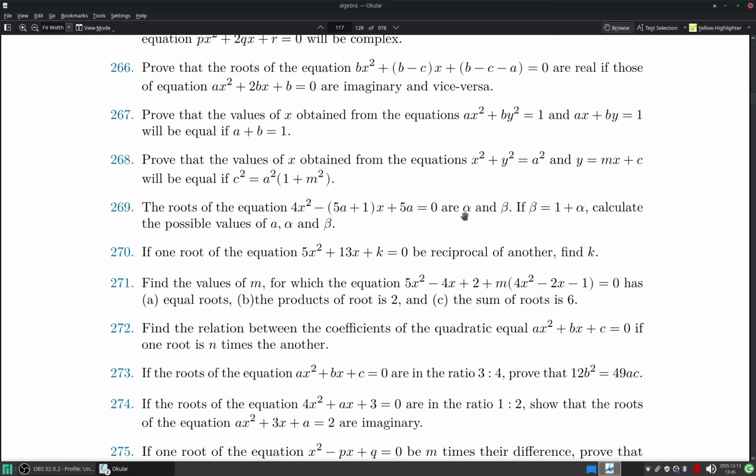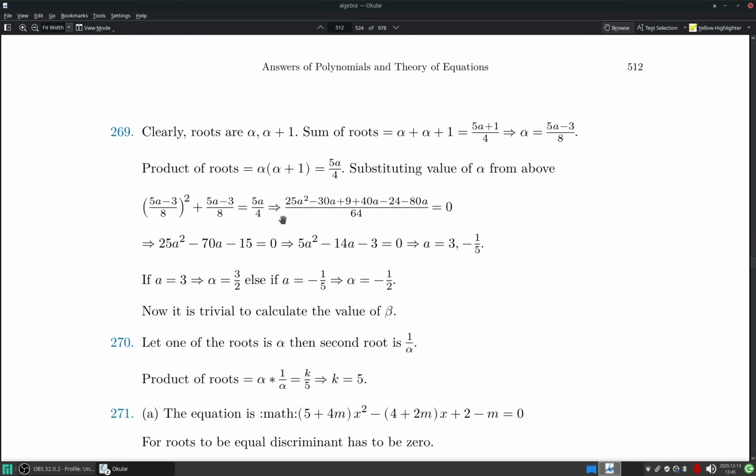Question 269 says that the roots of the equation 4x square minus (5a plus 1) into x plus 5a is equal to 0 are alpha and beta. If beta is equal to 1 plus alpha, calculate the possible values of a, alpha and beta. So here sum of roots would be (5a plus 1) by 4, and roots we have taken as alpha and alpha plus 1. So 2 alpha plus 1 is (5a plus 1) by 4, and alpha is equal to (5a minus 3) by 8.